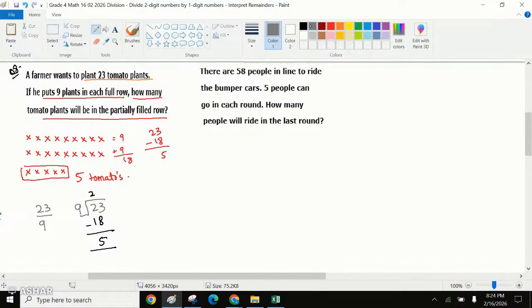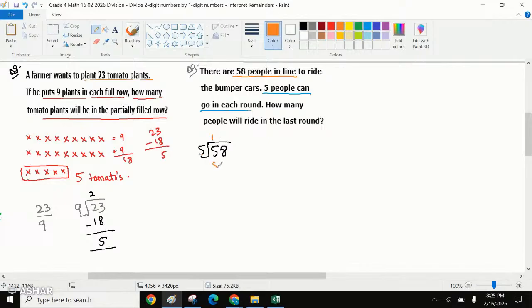Okay, question number 9. There are a total of 58 people standing in a line. 5 people can go in together. Let's suppose there are 5 cars, right? So what we can do is we can divide 58 by 5.